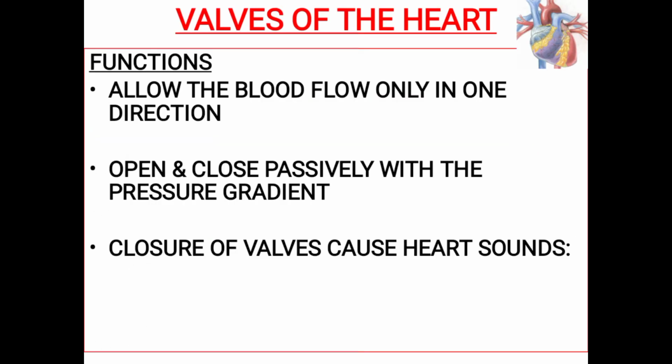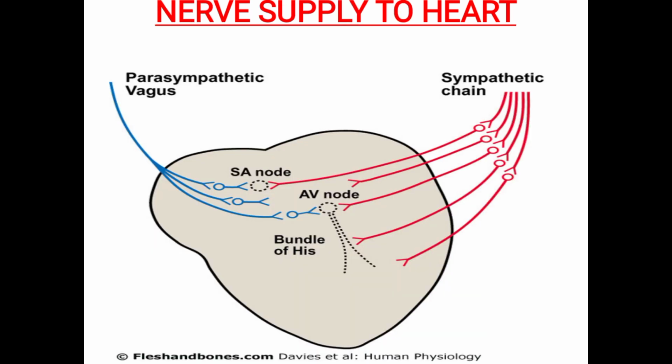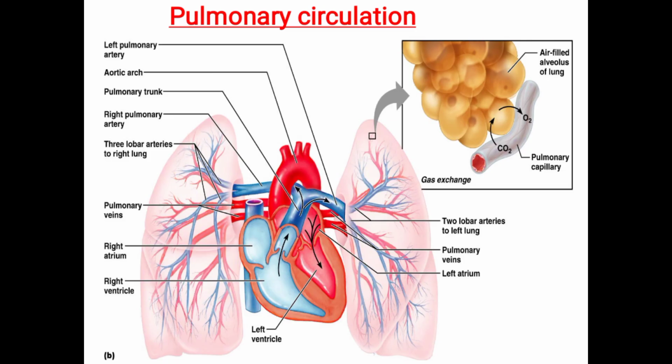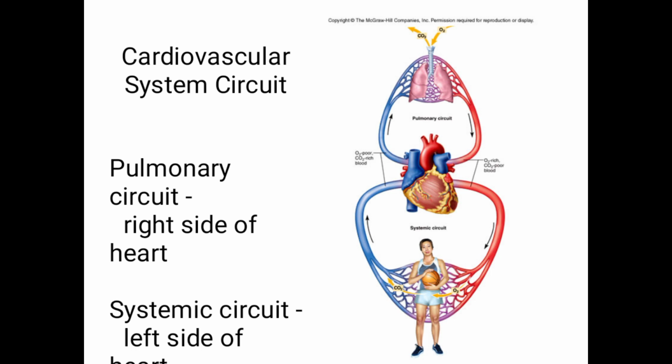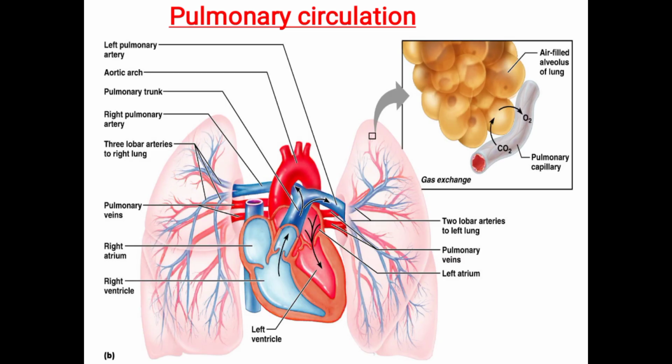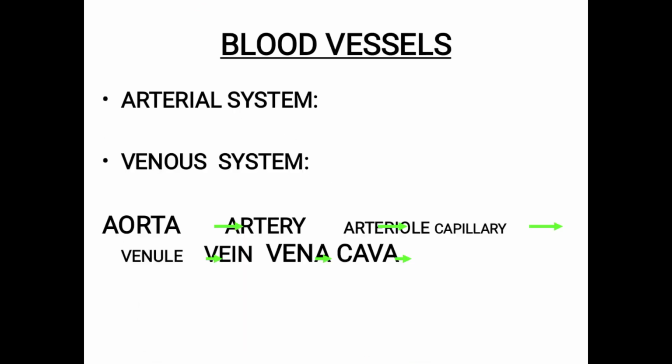So, these are the walls of the heart. Nerve supply. Mainly there are two circuits: one is the pulmonary and the other is the systemic circuit.